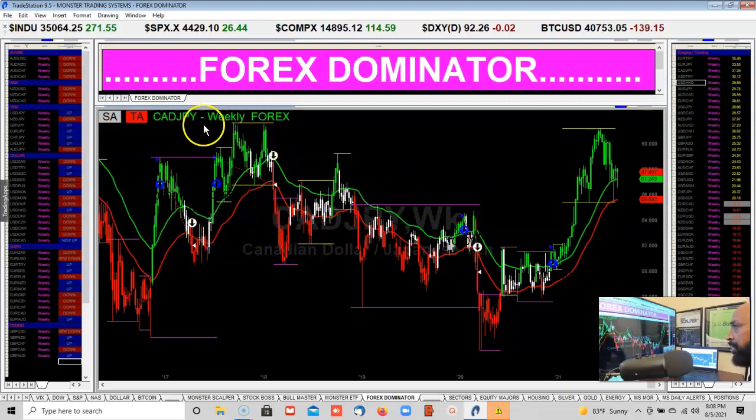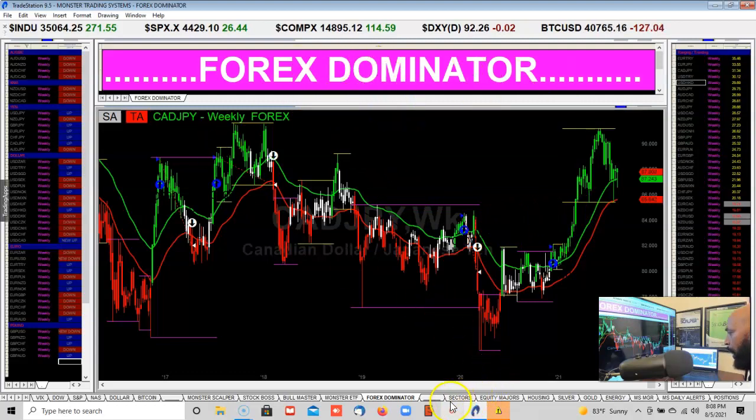So for example, here's the CAD/JPY on the weekly time frame. Here is the buy signal, and it's right here. So as we move forward, we'll be looking at big long-term opportunities in Forex Dominator.